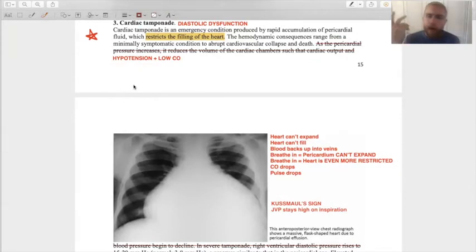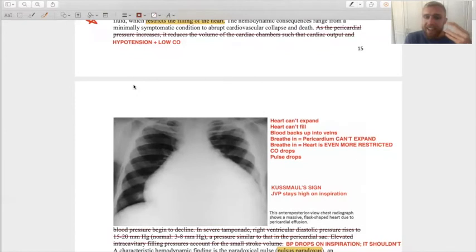Number two, cardiac output is going to drop. Patient's going to go into shock because they've got a diastolic dysfunction because it's hard for the heart to expand when it has to do so against the volume and weight and pressure of all that fluid in the pericardium bearing down on it. So no matter what the fluid is, you can get tamponade if there's too much of it.